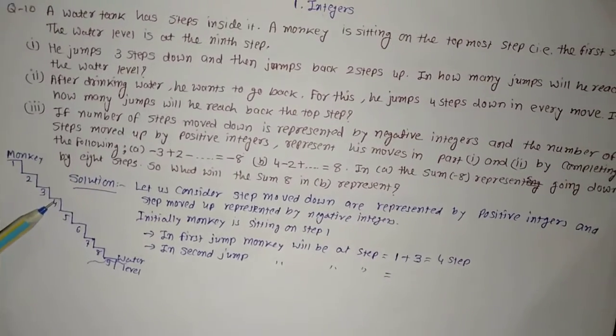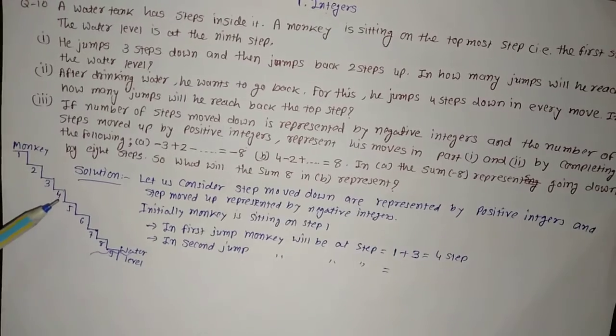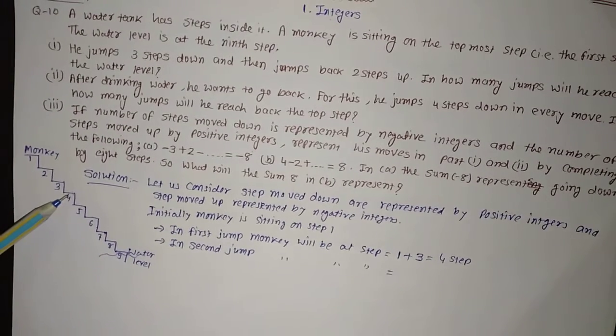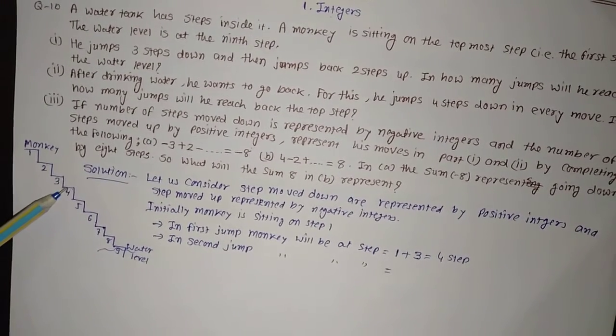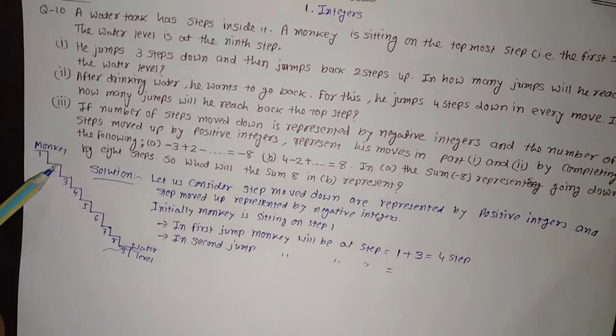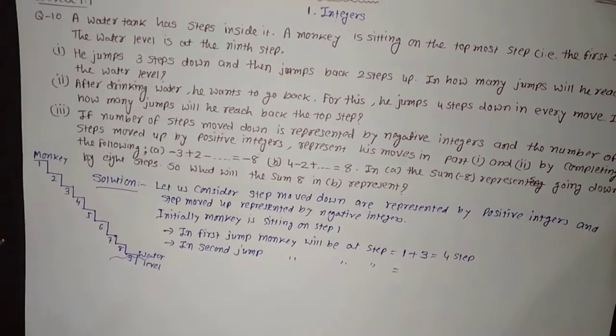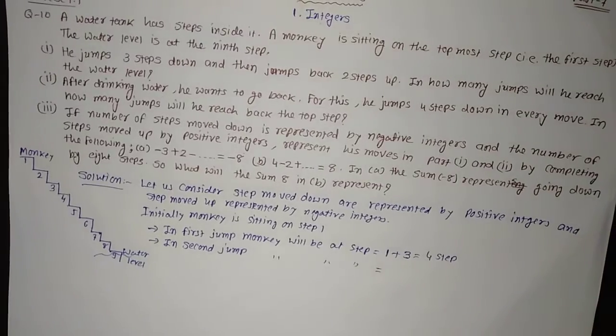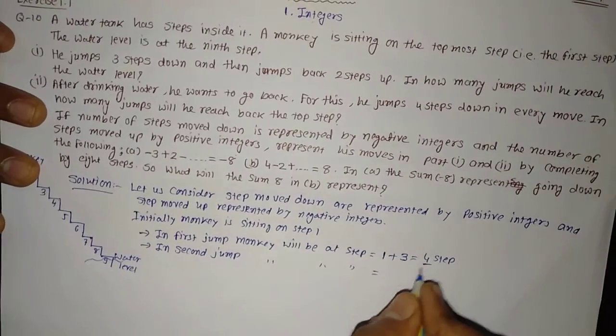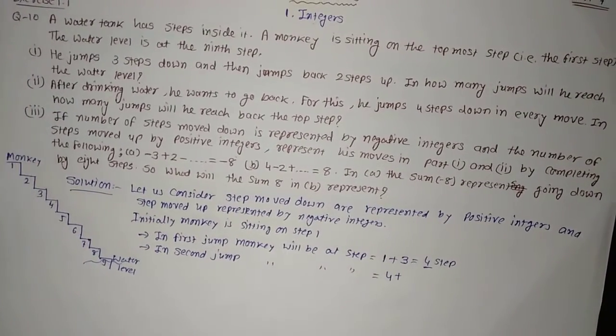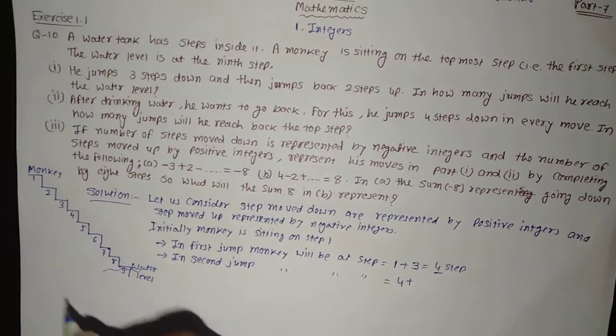But after that what did he do? The monkey jumped 2 steps up. In the second jump he will be on 3rd and 2, he will be reaching on the second one. So we'll write it, second jump monkey will be at the step. That is, he was on the 4th plus now monkey is going upward.